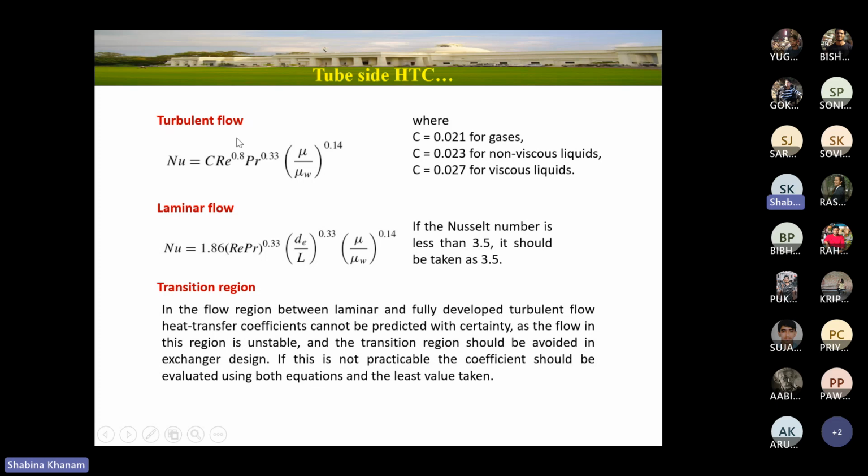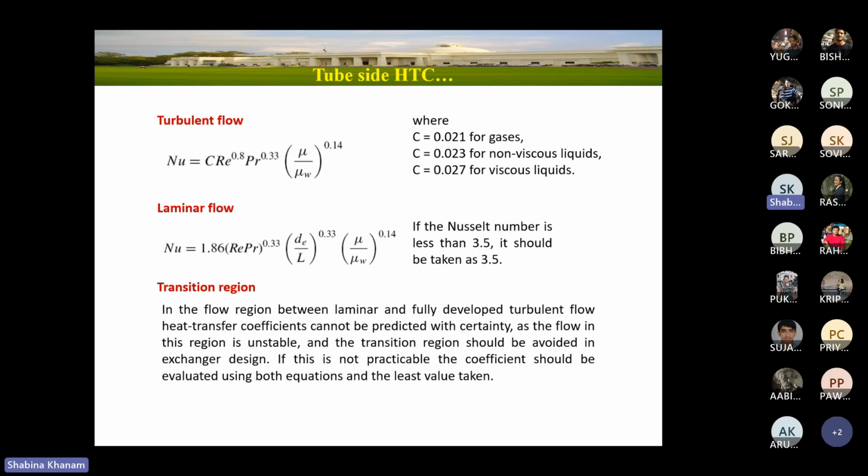Once I have the velocity, you can find out the Reynolds number. You can locate which region we are in, whether turbulent or laminar, and whatever range of Reynolds number is applicable. It is simply related to the straight pipe: less than 2100 is laminar flow, 4000 and above is turbulent flow, and in between is transition flow. So you can simply use these equations.